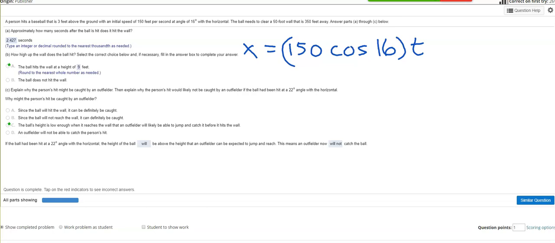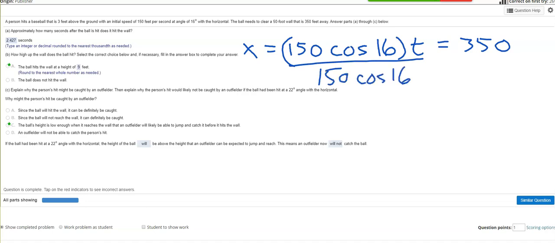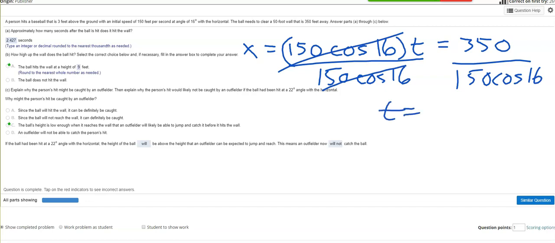And we want to set that equal to 350 feet away, and that will allow us to figure out how much time. So we can calculate the 150 cosine 16 and divide it to the other side. Of course that'll cancel out and leave me with 350 divided by parentheses 150. Put parentheses around this if you're going to try this with me. I ended up with 2.427 seconds.